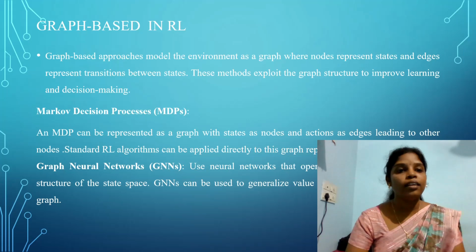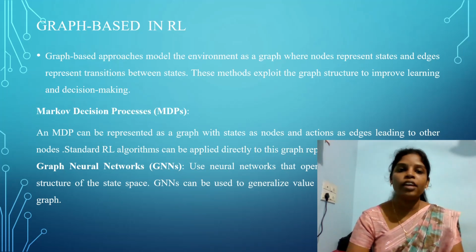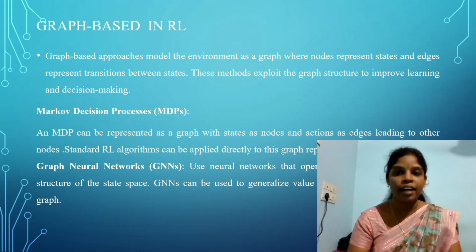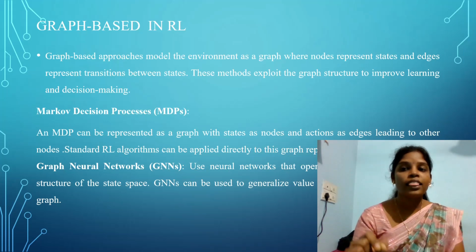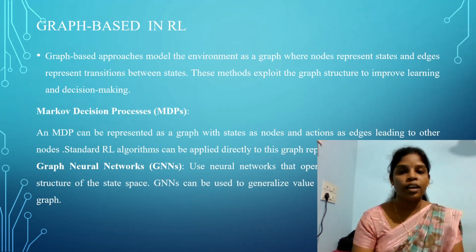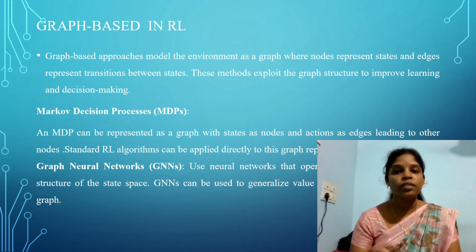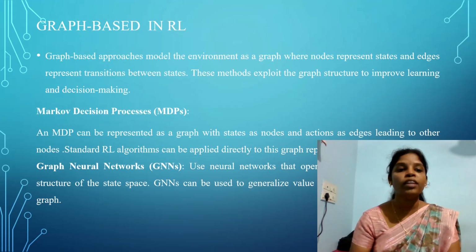Next, graph-based reinforcement learning. What does graph-based reinforcement learning mean? It models the environment as a graph, where nodes represent states and edges represent transitions between states. State and action are represented by nodes and edges. This method is called the graph-based method. It exploits the graph structure to improve learning and decision making.